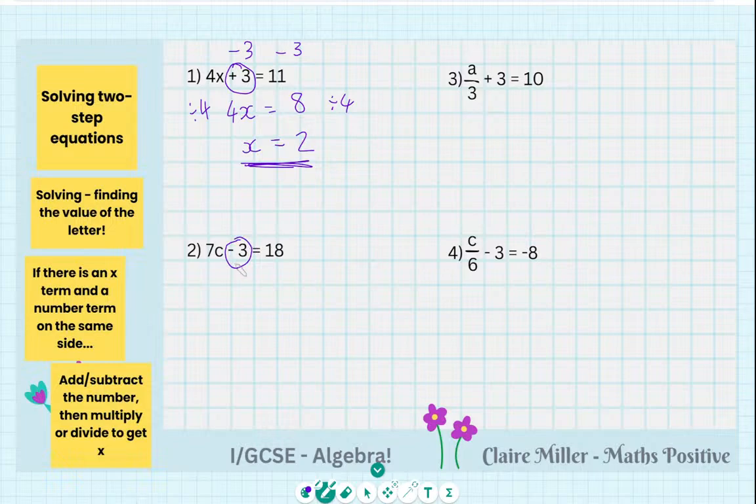So we've got this minus 3. So this time I'm going to add 3 to cancel out the minus 3. We're always doing the inverse, the opposite. So we're going to end up with 7c on the left here, and 18 add 3, so that's going to give us 21 on the right. Now we've got c times 7, so I'm going to divide both sides by 7 to get the c on its own. So we're going to have c equals 21 divided by 7, which is 3.